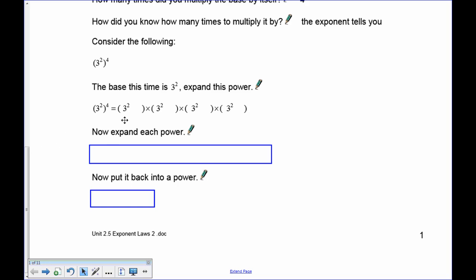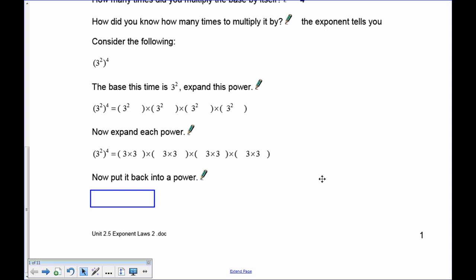Now, once I know that, I can take 3 to the power of 2 and expand that out. 3 to the power of 2 is simply 3 times 3. So that's what each one of these 4 becomes. Now, let's put them back into the power form. We learned last lesson that brackets don't matter when you're multiplying things by the same base. So this just becomes 3 times 3 times 3 times 3 times 3 times 3 times 3 times 3. There's 8 of them. So you put the base down as 3, you're multiplying by itself 8 times, and that means the power is going to be 8. So 3 to the power of 2 to the power of 4 is 3 to the power of 8.